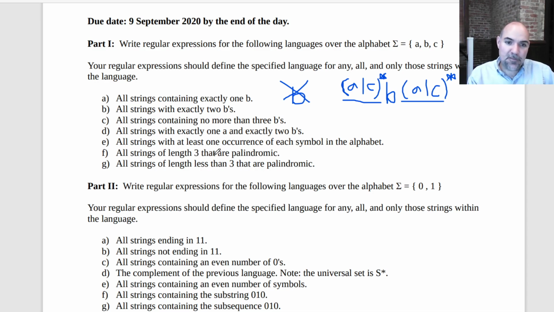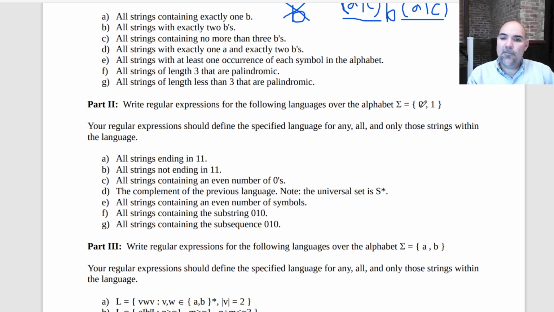Part F was all strings of length exactly 3 that are palindromic. G is all strings of length less than 3. So 0 symbols, 1 symbol, or 2 symbols has to read the same forwards as it does backwards. All right, the second part of this, part 2, changes the alphabet to the binary alphabet, just 0 and 1.